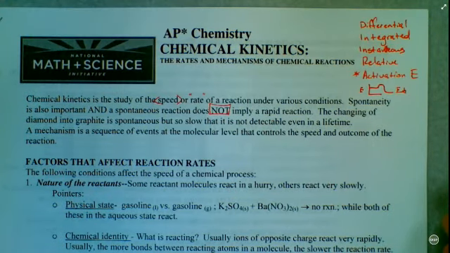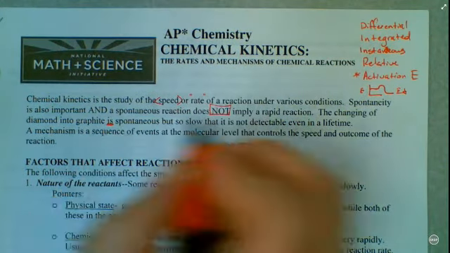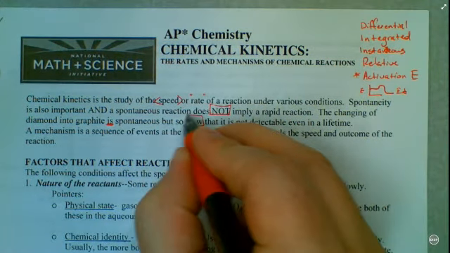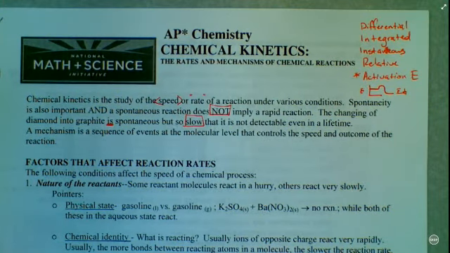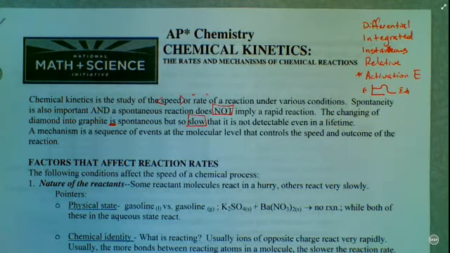For example, diamond, like in a diamond ring, diamond turning into graphite is spontaneous. It is spontaneous, but it is very slow. It's so slow that it's essentially non-detectable even in an entire lifetime. A lot of times you'll see wedding rings passed down as family heirlooms, and they're still diamond. That diamond truly is turning into graphite, but so slowly, even over multiple lifetimes, it's non-detectable. It still looks like a diamond.